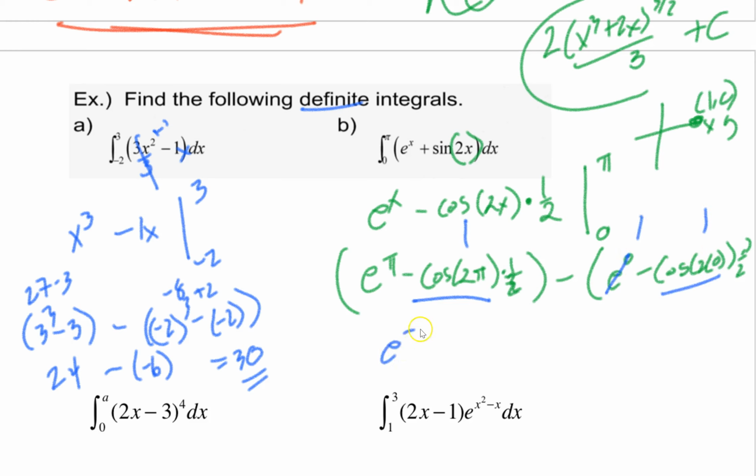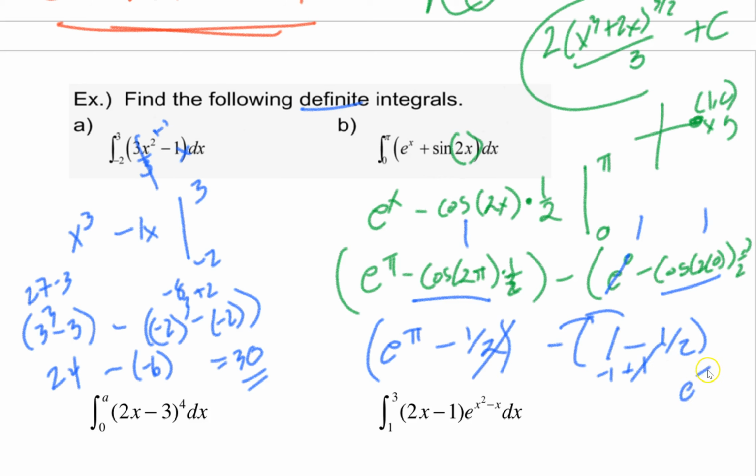So I get e to pi minus 1/2 minus 1 minus 1/2, times 1/2. And again, you can simplify it. Notice I haven't put plus c. Well, you can simplify. If I do distribute, let's see, it becomes a negative 1 plus 1/2, so the 1/2s cancel. I get e to pi minus 1.